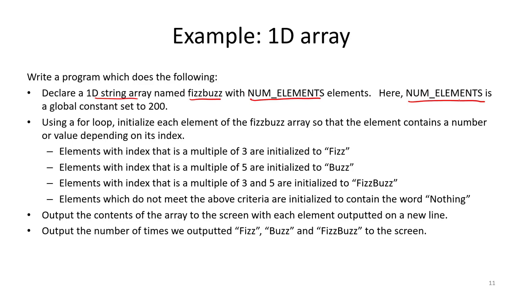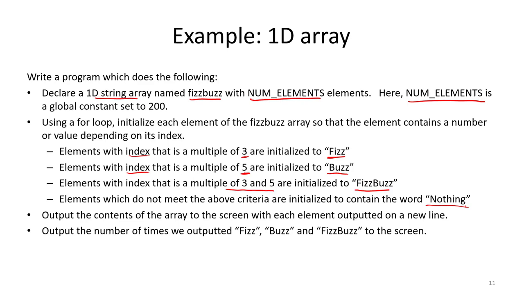Then we're asked to use a for loop to initialize each element of the FizzBuzz array following FizzBuzz rules. If we have a multiple of 3 in our index, that element should be initialized to fizz. Elements with index multiple of 5 should be initialized to buzz. And elements that have an index which is a multiple of 3 and 5 should be initialized to FizzBuzz. If an array element does not meet the above criteria, it should be initialized to contain the word nothing.